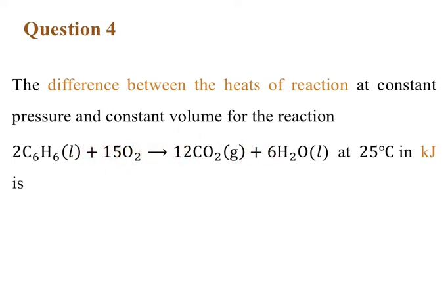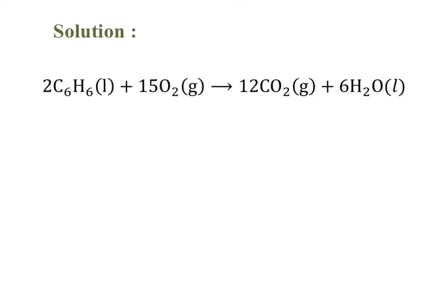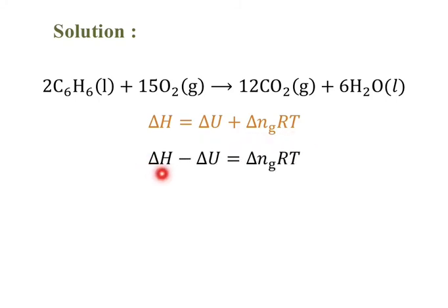And here are the options. This is the equation given in the question. Please remember that del Ng involves only the gaseous reactants and the gaseous products, not the liquid part. So we know the formula del H equals del U plus del Ng RT. We can reshuffle it as del H minus del U equals del Ng RT. Here R is the universal gas constant, T is the temperature in Kelvin, and del Ng is the number of moles of gaseous products minus the number of moles of gaseous reactants. Here we have 12 molecules of gaseous products in total, not H2O, which is in the liquid state. On the reactant side we have 15 molecules of O2 in the gaseous state. So 12 minus 15 we get minus 3.